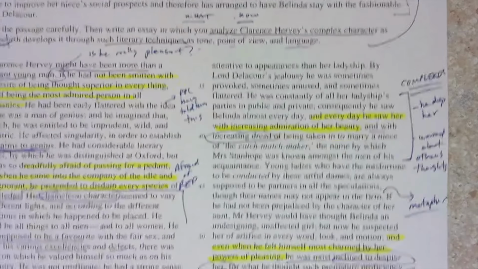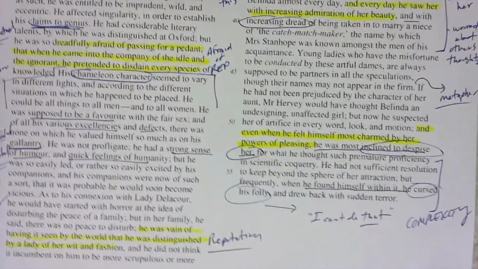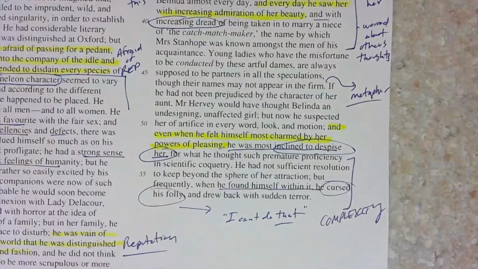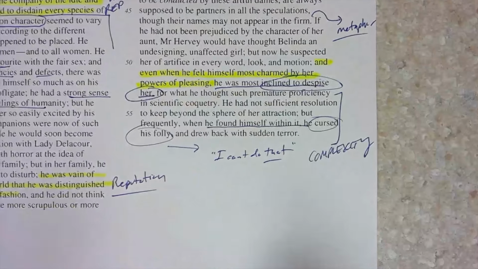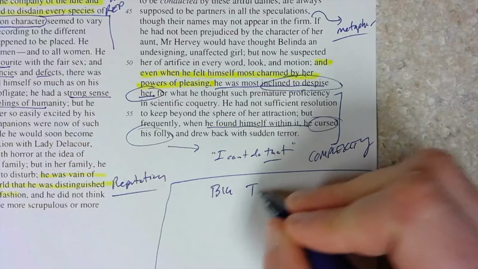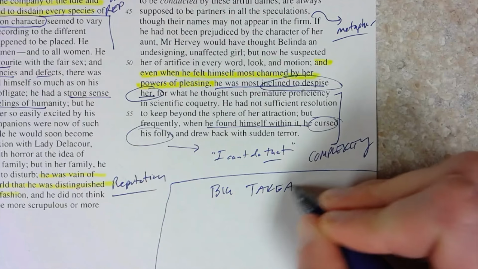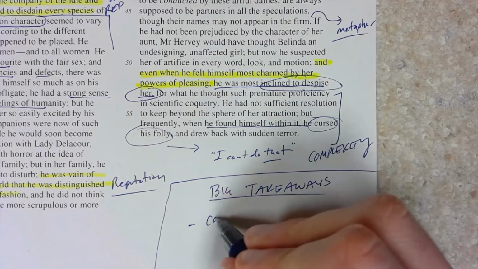So I think it's pretty clear. We can see Clarence Hervey's complex character, I think, after going through that. Now the question is, how do we define that? Because ultimately we have to create a thesis statement. So I guess as far as brainstorming goes, what are our big takeaways? How would I define his character? He's complex.